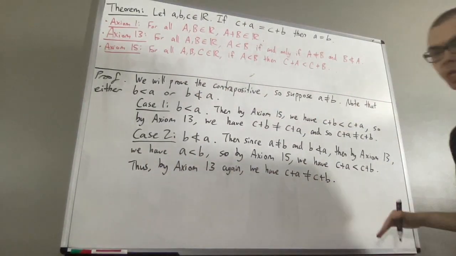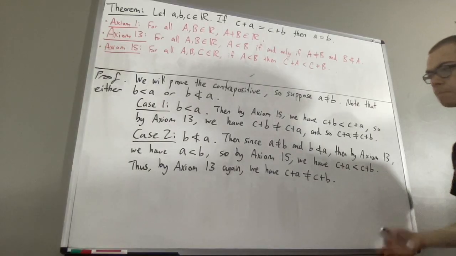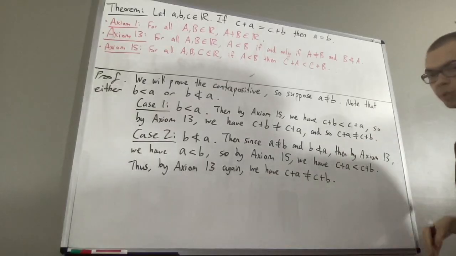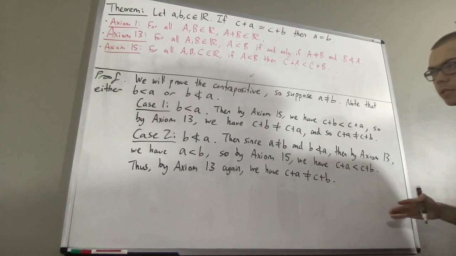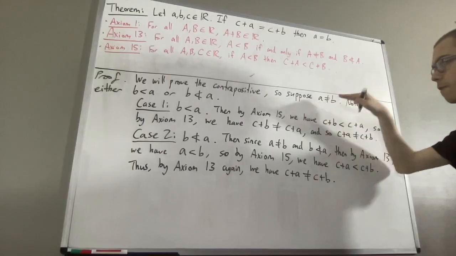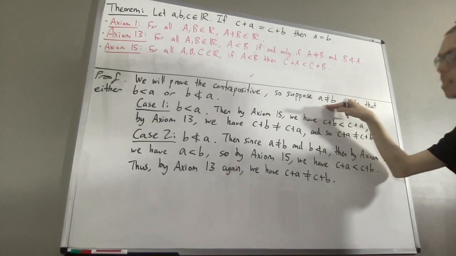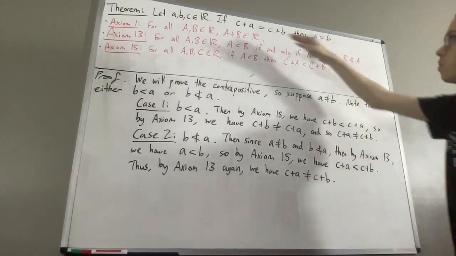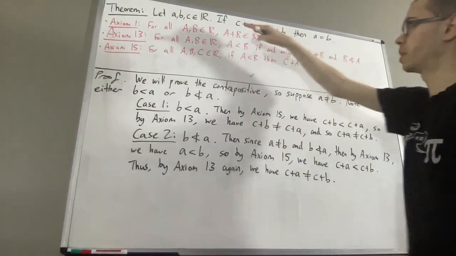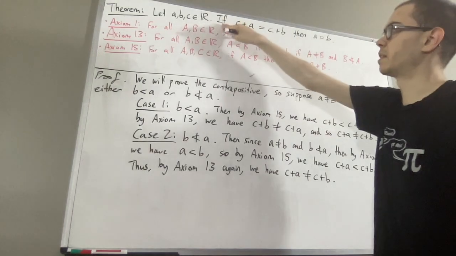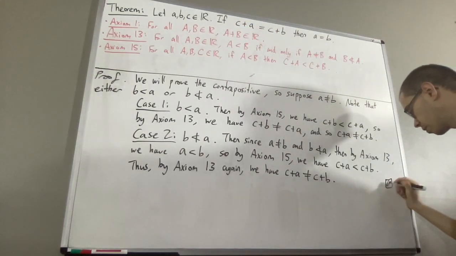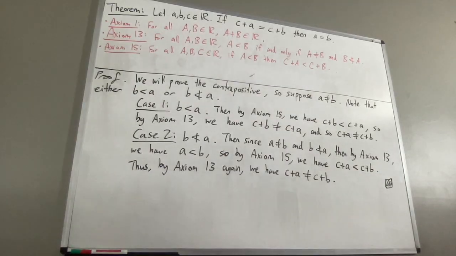And that's exactly what we wanted to show. So, in either case, we have c plus a is not equal to c plus b. So that's it. We have shown if a is not equal to b, then c plus a is not equal to c plus b. So that proves the contrapositive of this statement. Because the contrapositive is true, that means the statement itself is true. So, this completes the proof.